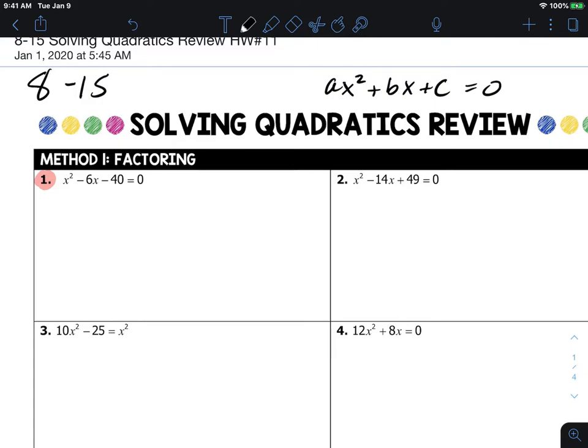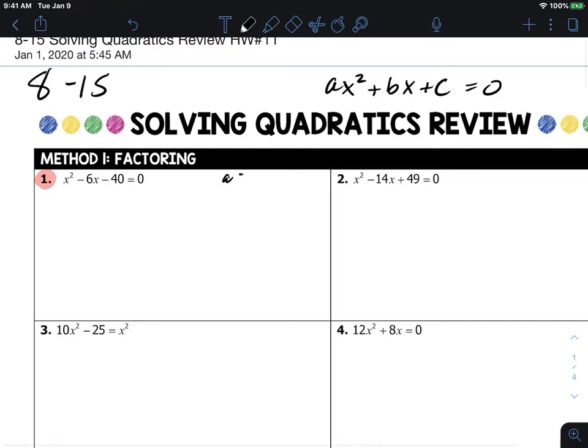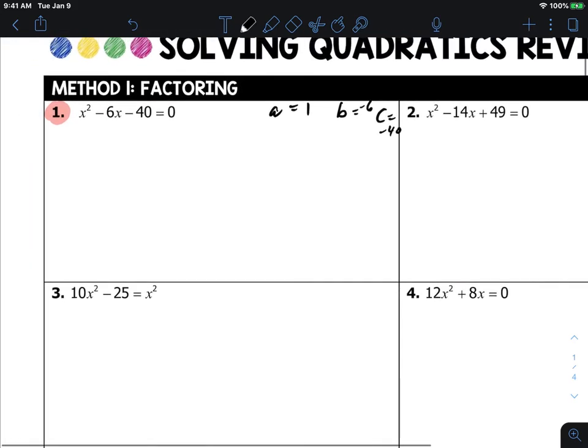And so what do we need to do? We need to recognize our A, B, C's, right? What is our A? 1. What's our B? Please don't say 6. Please -6. And C is going to be -40. All right. So we have those as our ABCs. And we ask ourselves, what does that A mean? What does A equals 1 mean? Well, it means if A is equal to 1, we can do the diamond method.